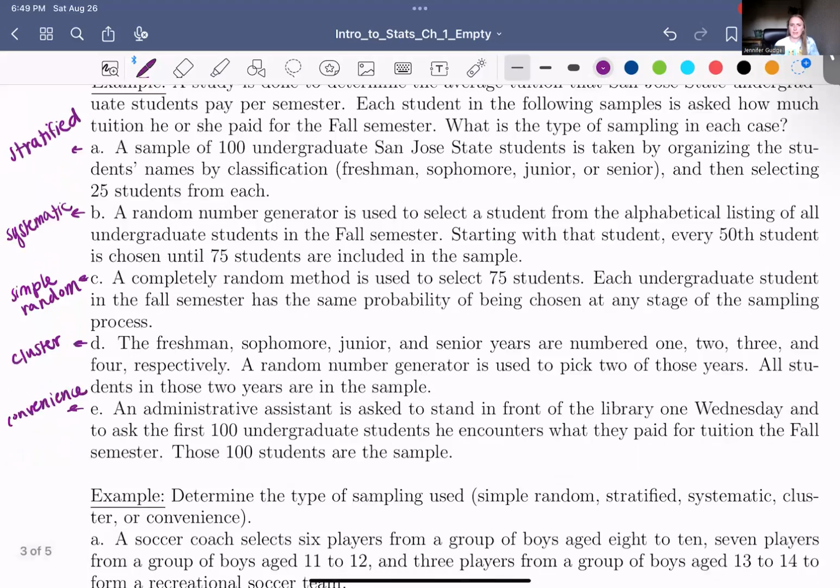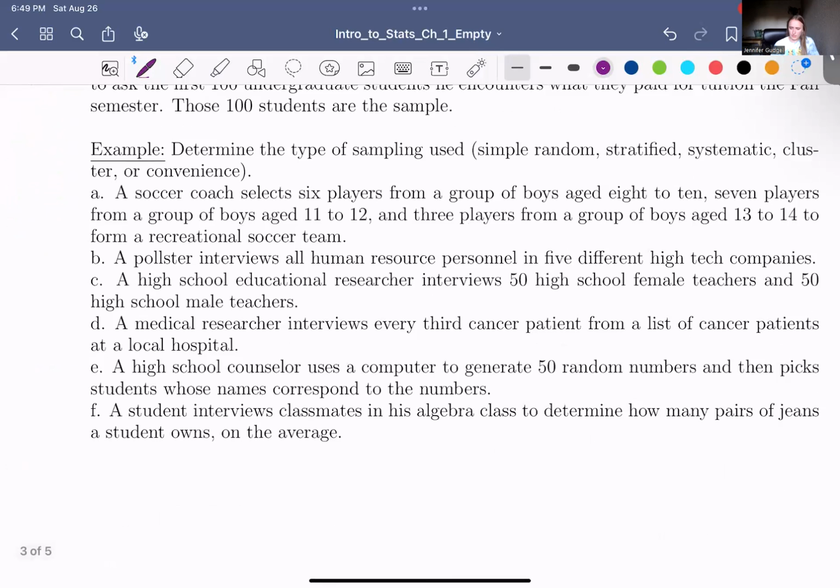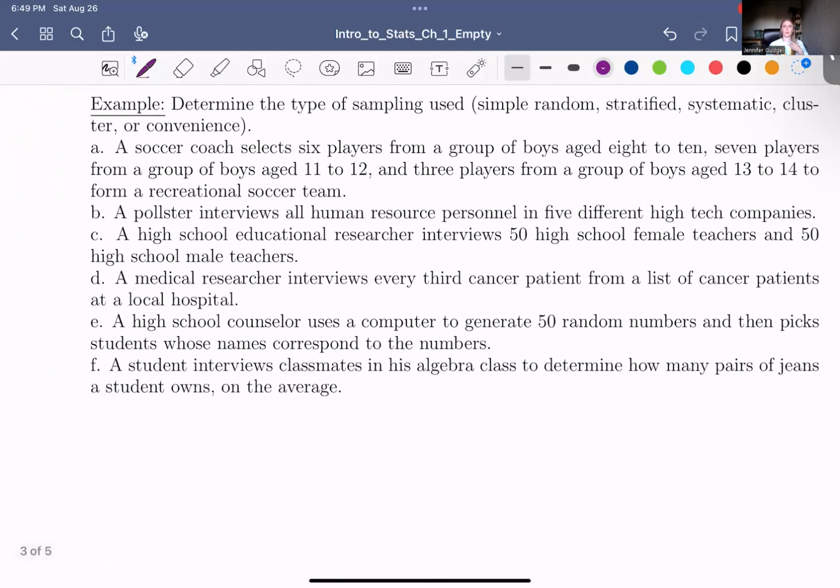I'm going to go ahead and go into the next example in this one video. Sorry if it gets a little long. Maybe we'll work through this one a little quicker. Again, determining the type of sampling that's displayed. We're not necessarily talking about the same situation in this example. It's going to be different pieces.